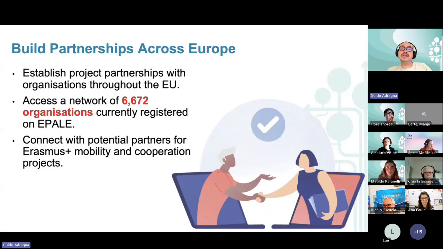Basically, the partner search tool is designed to build partnerships across Europe. So you can establish project partnerships with organizations throughout the European Union. Just to give you an idea, currently there are more than 6,000 organizations listed on EPALE, from all over Europe, published by EPALE users that are actually looking for a partner for a project. And this tool is specifically designed to find potential partners for Erasmus Plus mobility or cooperation projects, so basically KA1 and KA2 Erasmus Plus projects, but not only. You can also find partnerships for establishing connections outside Erasmus Plus projects.